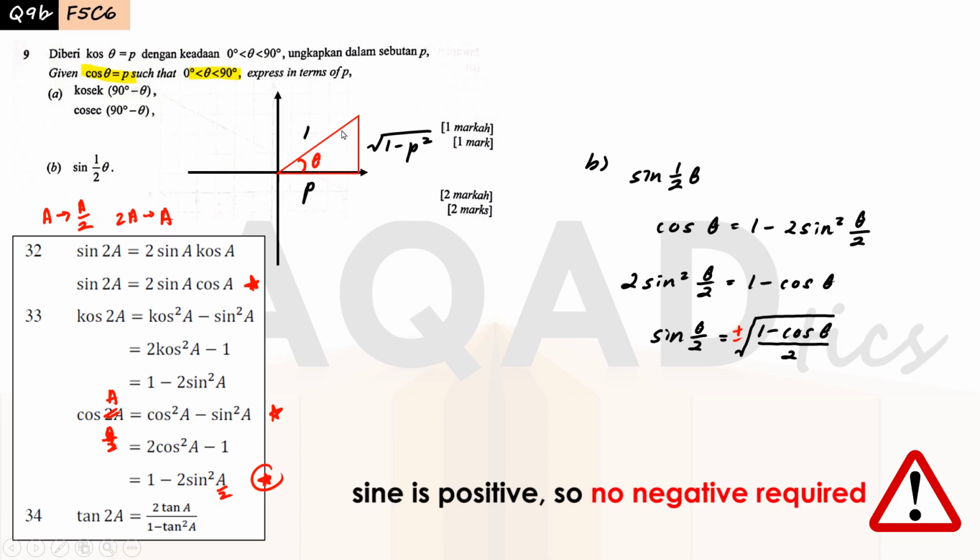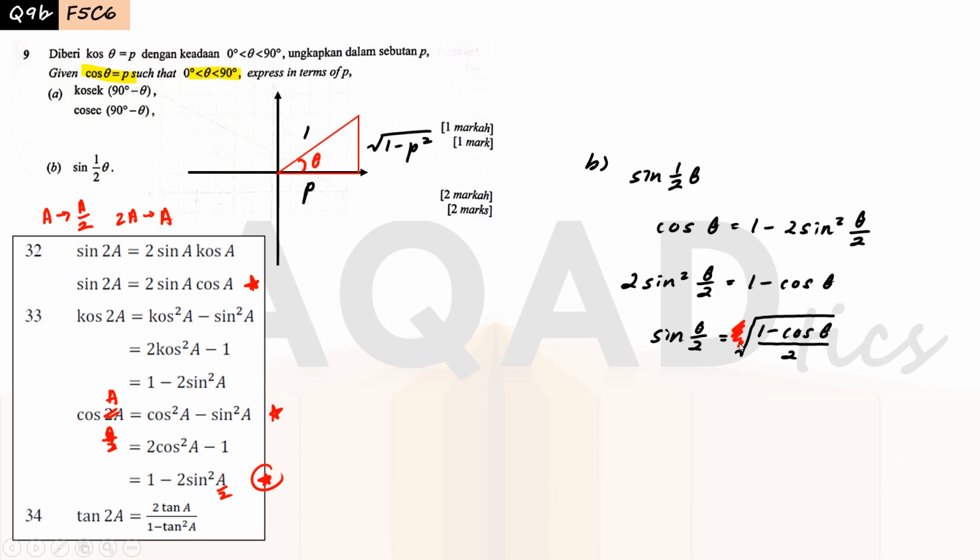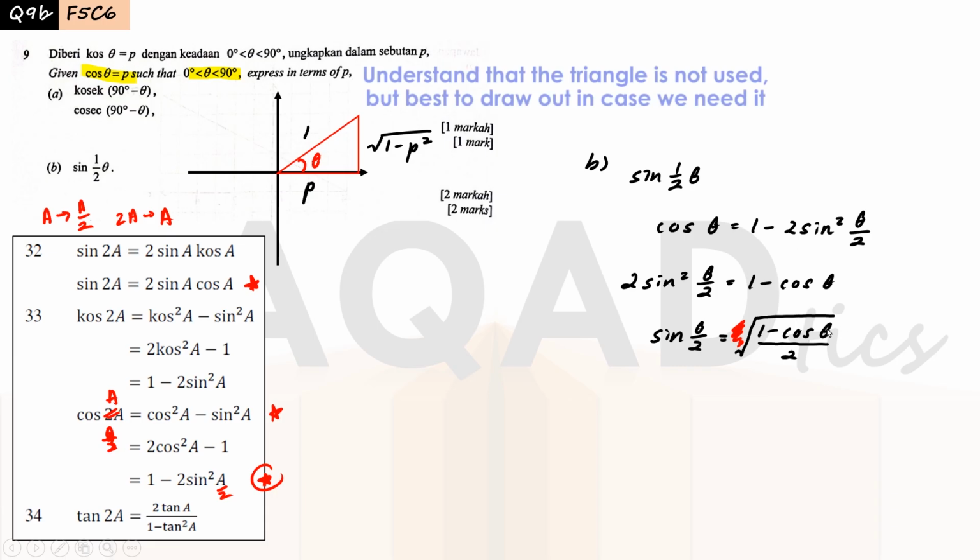Because in this quadrant, sine, cos and tan are all positive. So here, there's only one answer, which is positive. So I do not need to write the plus and minus here. Now once everything has moved to the right side, which is the thing that we want, we just need to change the cos theta to the given clue here, which is equal to p. So our final answer will be square root of (1 minus p) over 2.